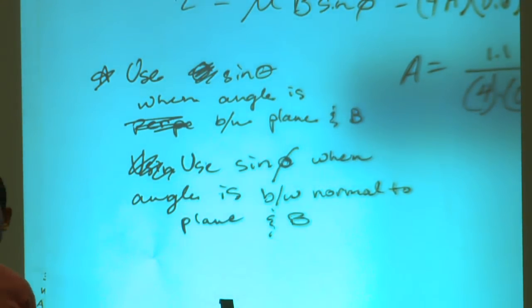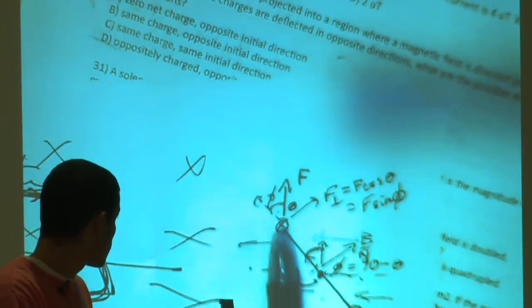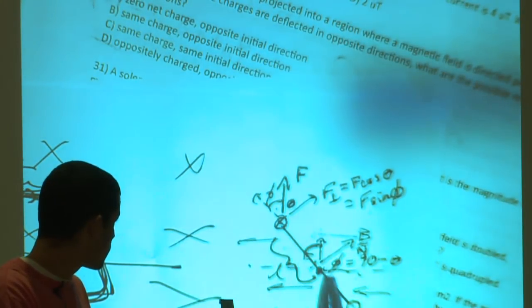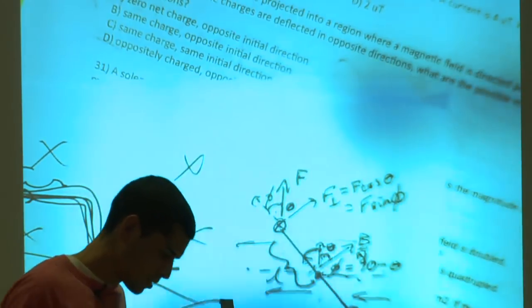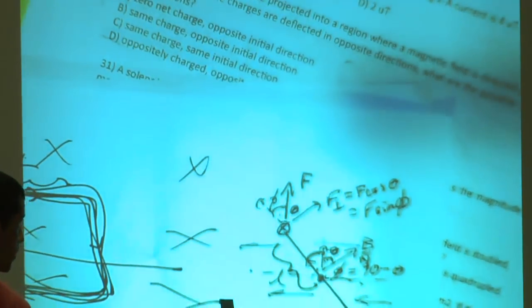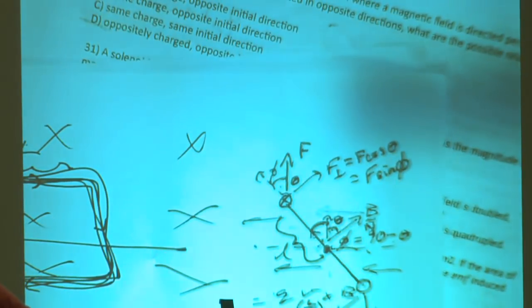Thank you, Pauline. So you use sine of both, right? Yeah, sine, but it's different angles. So here's phi and here's theta. And if we look here, here's phi, but here's theta.